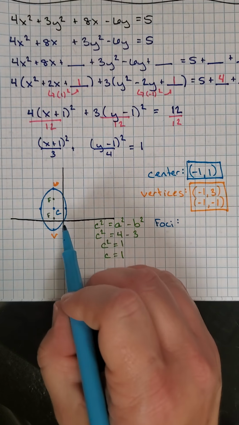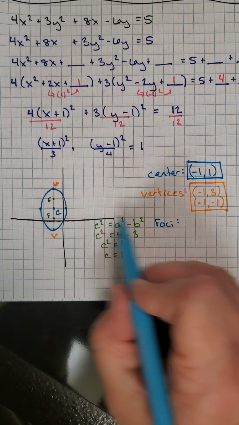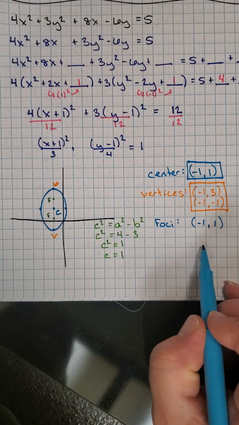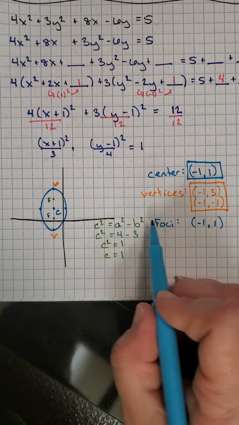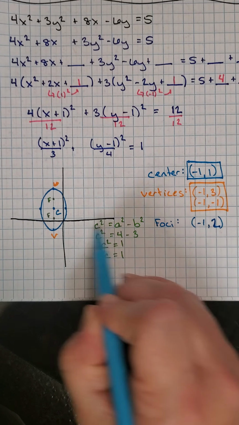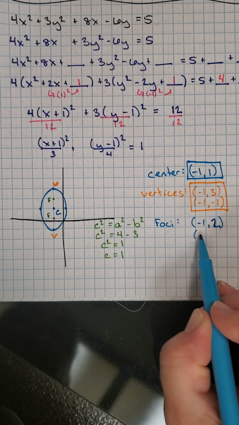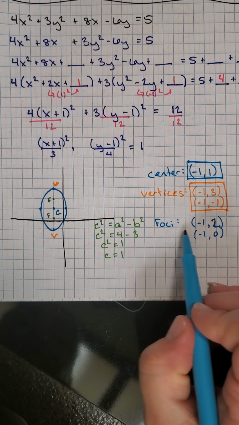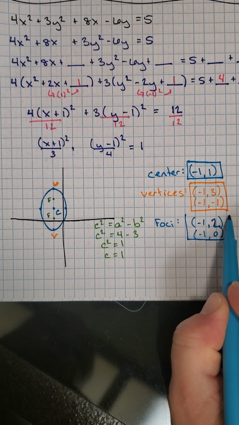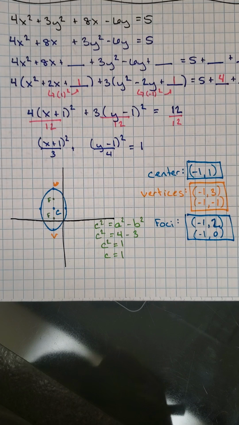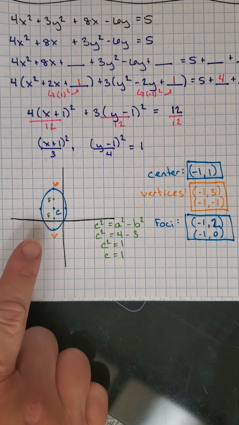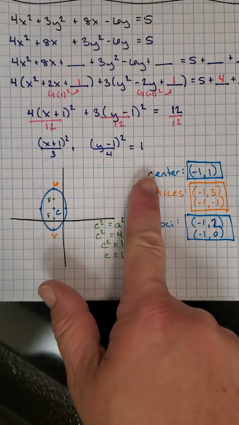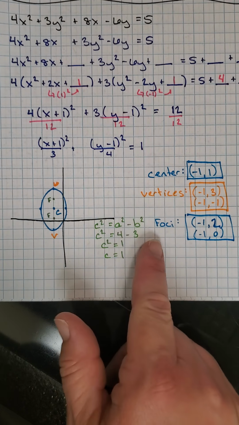So our two foci, one will be at -1, 1. And the other one will, oh wait, that's where the center is, sorry, my bad. -1, 2 is where the first one will be. And then the other one's at -1, 0. So those are our two foci. And that completely answers the question because we have the ellipse graphed, we identified the center, vertices, and foci.